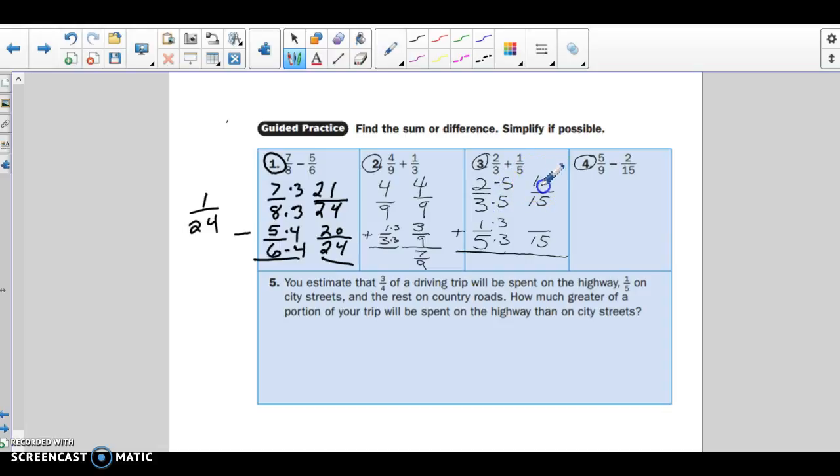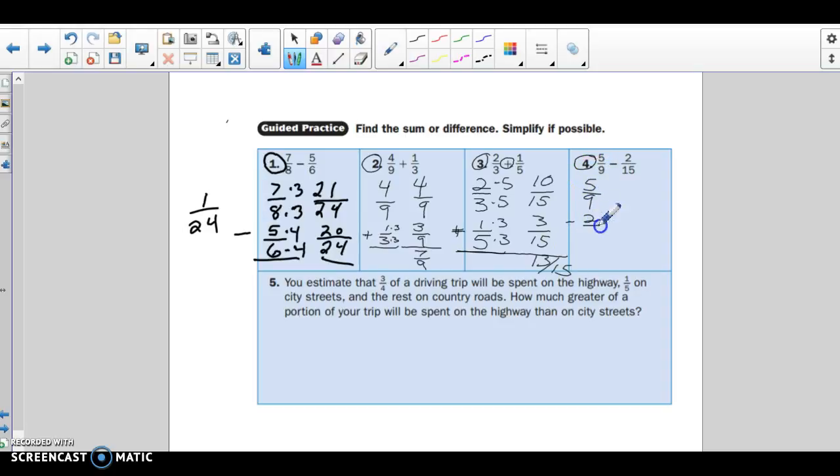2 times 5 is 10. 1 times 3 is 3. How'd I do? Good. And what's the function? Add or subtract? Add. When you do all these steps, it's so common that I see a student accidentally do the wrong function. Make sure you come back to that. Look for the add or the subtract. All right, 10 15ths and 3 15ths is 13 15ths.